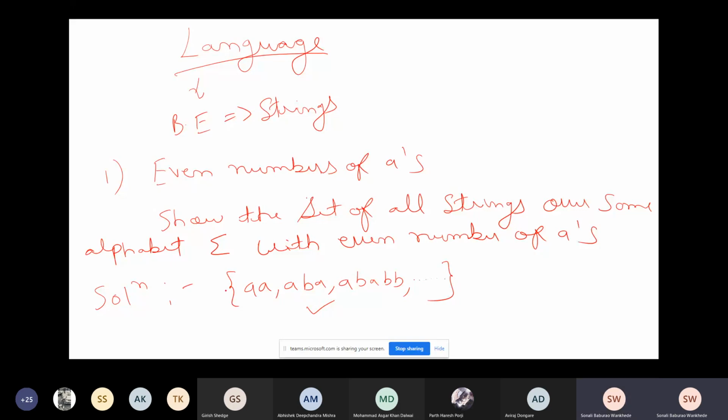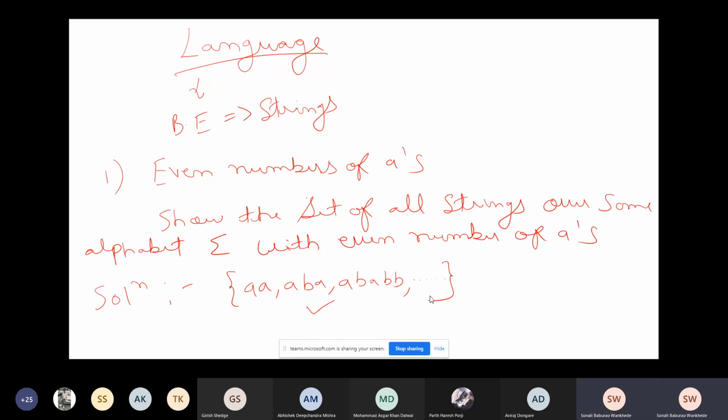Now for the next one, you have to remember this. If the question comes, show the set of all strings over some alphabet sigma with an even number of A's, then it's pretty simple. You just have to generate those values in your mind, write the even number of A's, and represent the set in such a way. It will definitely be an infinite set.